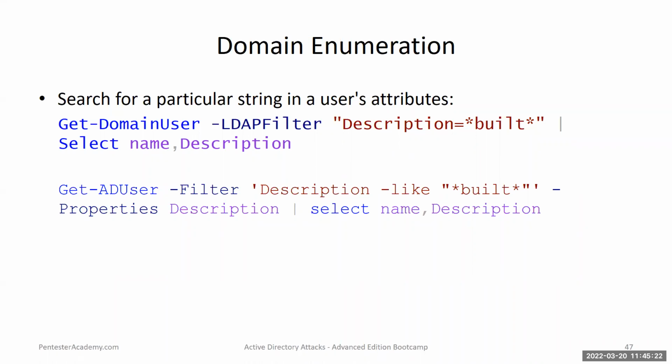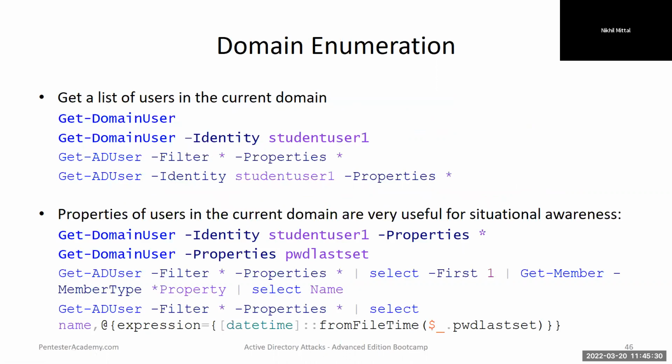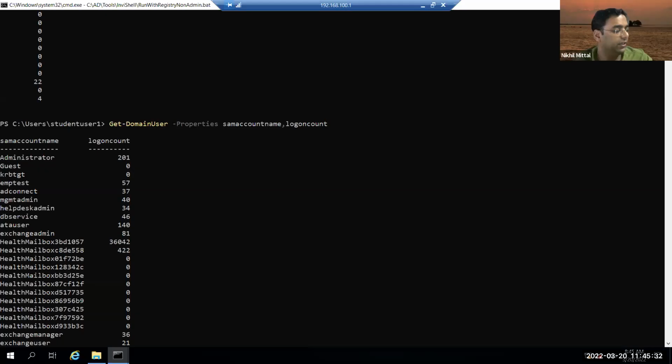Okay, so what we were discussing before the break was that we can look at the properties of users to find out stale accounts, and that helps us in potentially avoiding detection with deception tools or anything that looks at the use of stale accounts, for example.